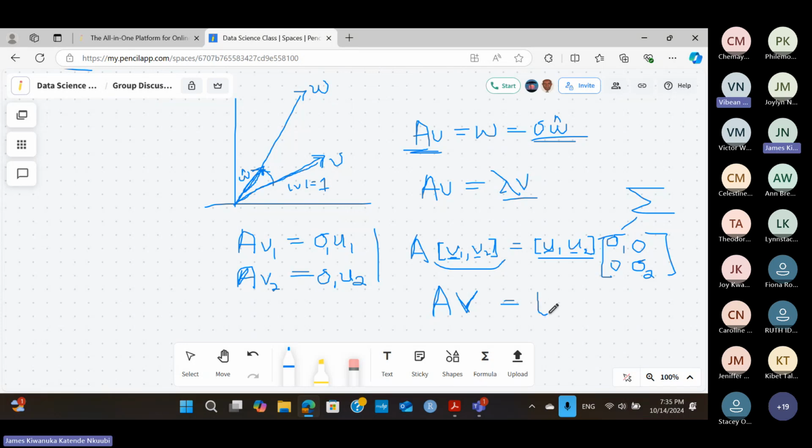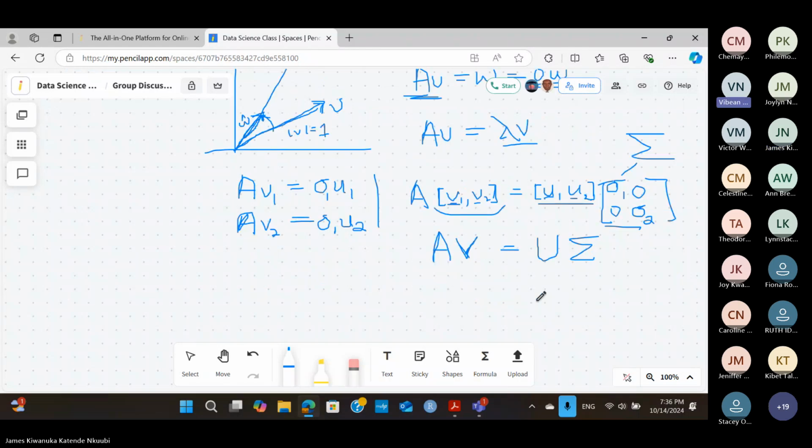Matrix U, capital U, multiplied by sigma. So that's how it works out. So this is a geometric understanding of it.